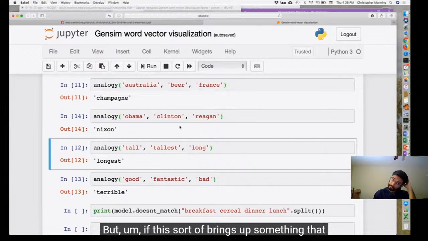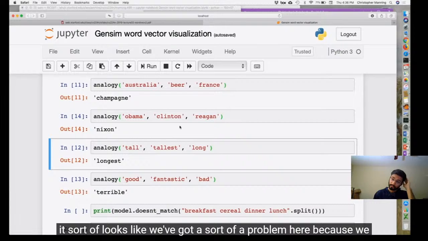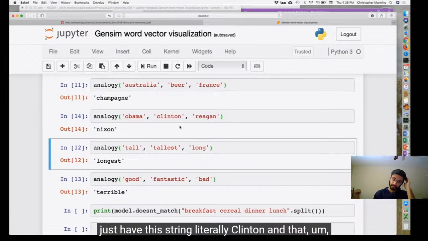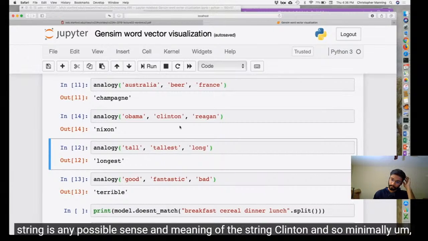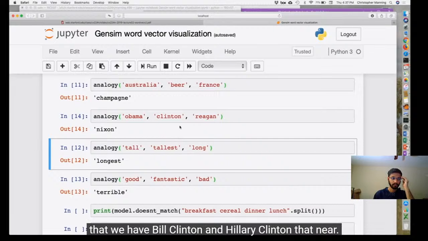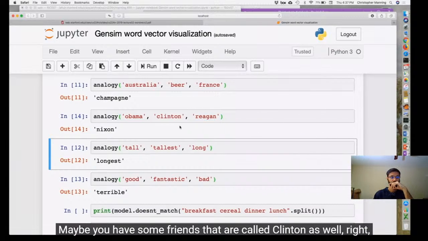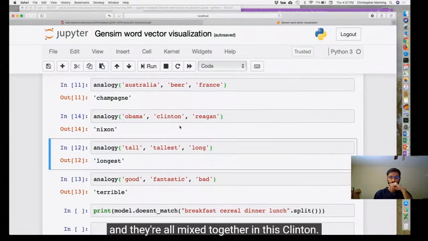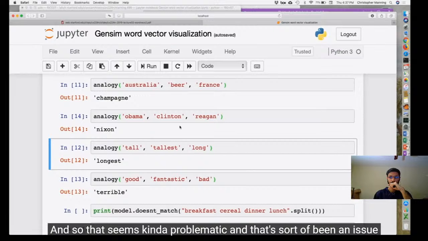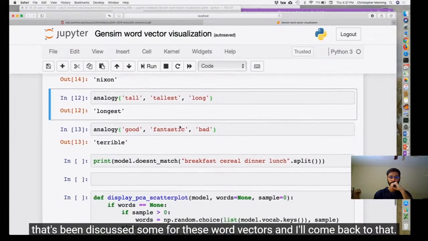But this brings up something that I'll come back to right at the end. It sort of looks like we've got a problem here because we just have this string, literally Clinton, and that string is any possible sense and meaning of the string Clinton. Minimally we have Bill Clinton and Hillary Clinton, but maybe you have some friends that are called Clinton as well, right? And they're all mixed together in this Clinton. So that seems kind of problematic. And that's been an issue that's been discussed some for these word vectors, and I'll come back to that.